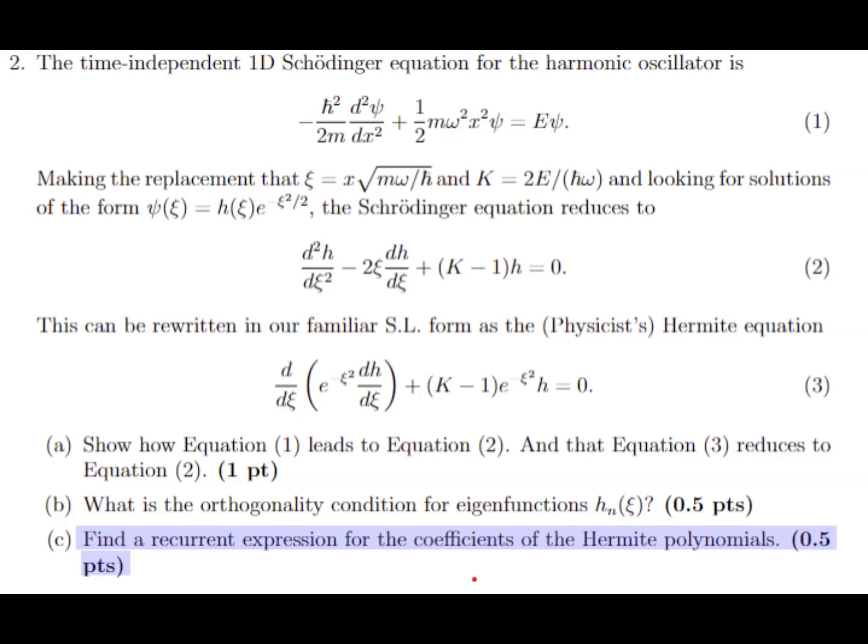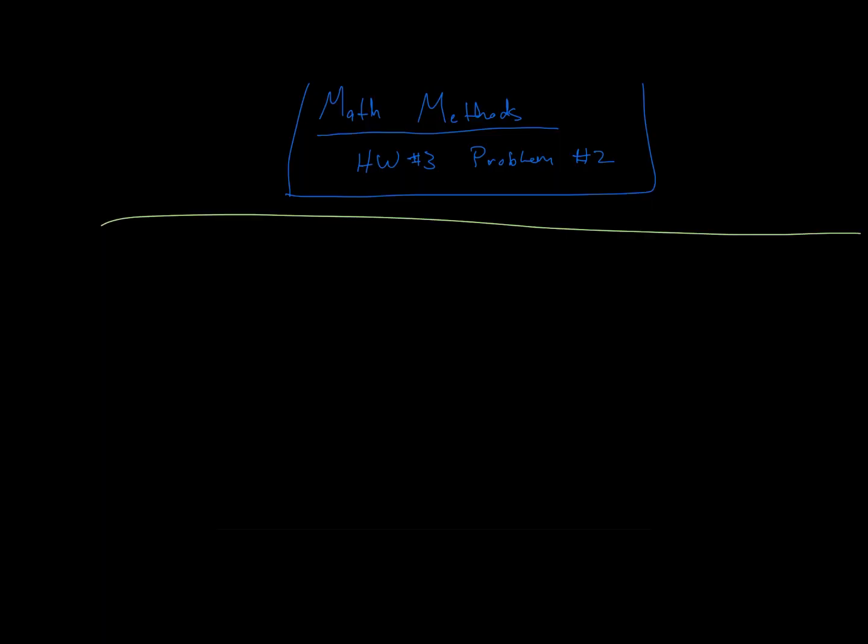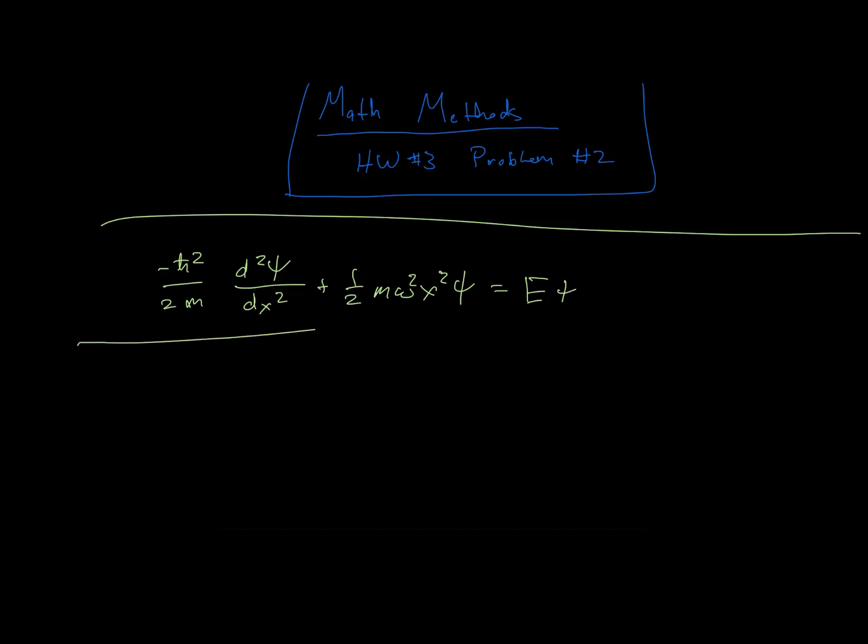Okay, so let's get straight into it by writing down our Schrodinger equation: negative h bar squared over 2m, it's a full derivative because it's one dimension, so d squared psi over dx squared, plus one half, and this I guess is representing our potential, m omega squared x squared psi equals e psi. All right, so here's the Schrodinger equation we're starting with.